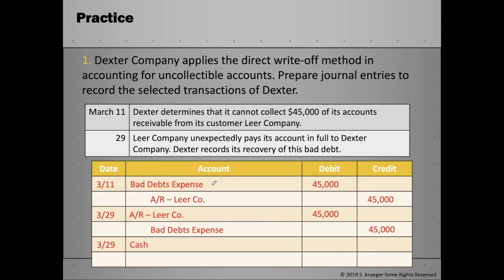We would be receiving the cash of $45,000 and we would write off their account of $45,000. Please don't get confused on this last entry. We've been doing this since chapter 2, collecting money when somebody owed us money.